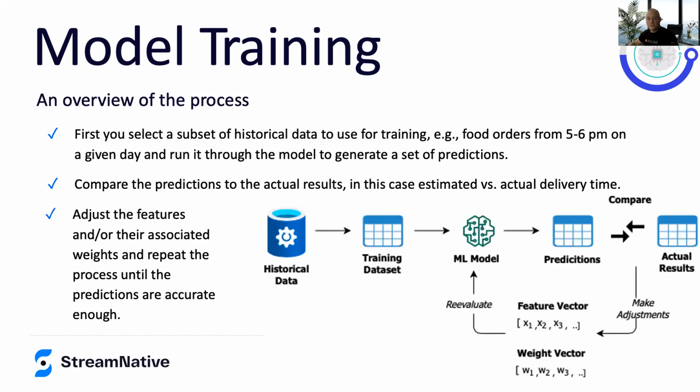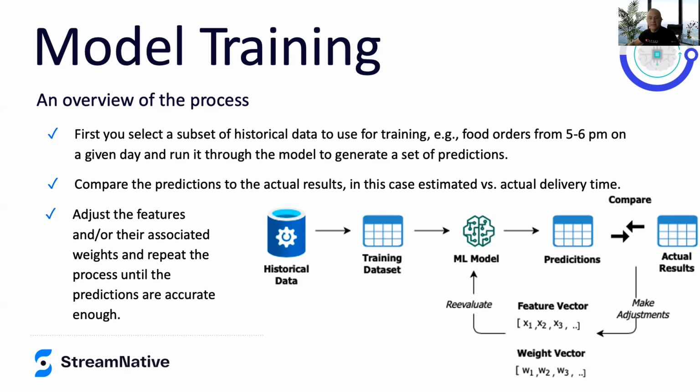The process goes something like this. You select a subset of the historical data, carve that off and say, hey, this is our training data set. And then you feed it through the machine learning model and it generates some predictions. And then you can go back and compare that to the actual results. So in our case, we're going to take a set of orders and then compare what the predicted delivery time was. And then we have the actual delivery time because it's a transaction in the database. It says, basically, delivered time, customer accepted time. And we can compare those results.